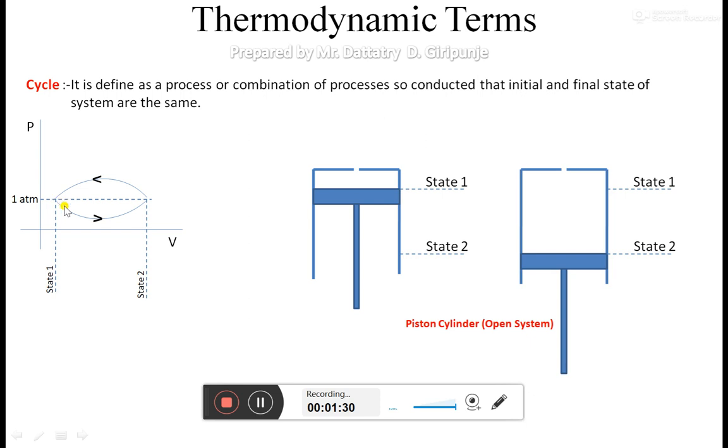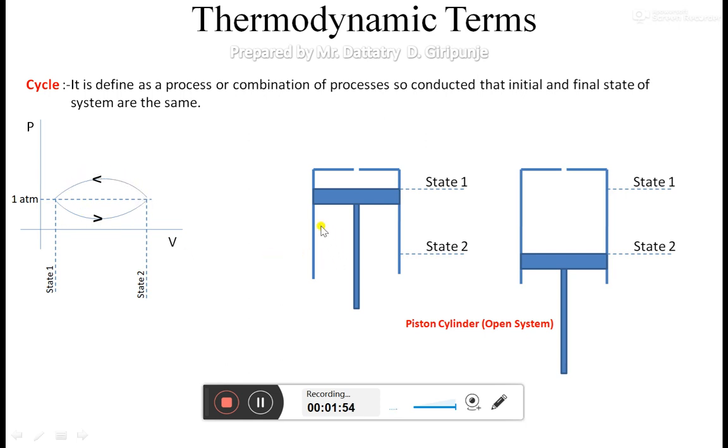Whenever the system is transformed from state 1 to state 2, this is one process. And when the system comes back to the initial state, from state 2 to state 1 via this way, it forms a closed loop, and this is called a cycle. So here I have shown you a cycle.